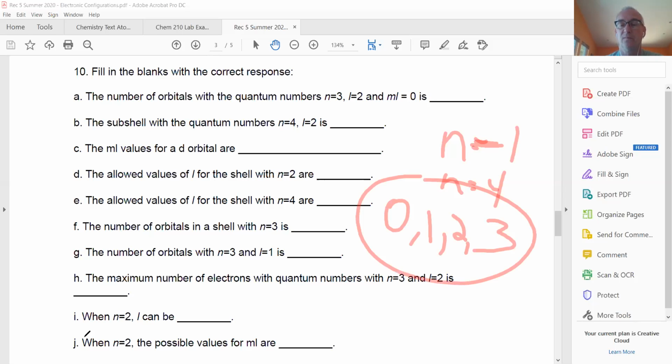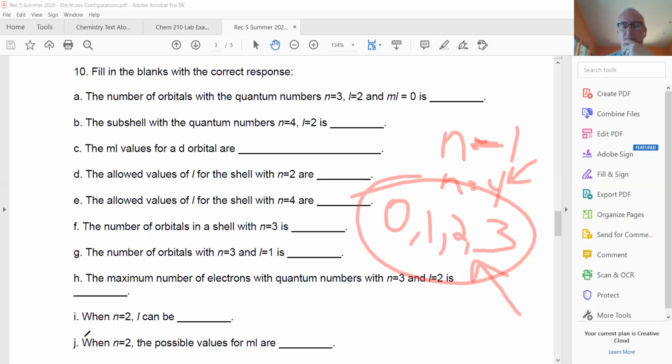Remember, every shell adds an additional subshell. So 1 has 1, 2 has 2, 3 has 3, 4 has 4. If it's 4, we're allowed all 4 values for L because there are 4 subshells in the 4th level. So the maximum value of L is n minus 1, and then everything less than that, from 0 all the way to n minus 1.